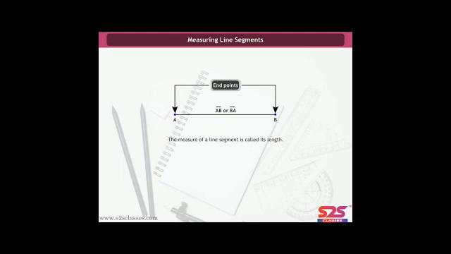Measuring line segments. In the earlier chapters, we have already studied about the line segment. It is a fixed portion of a line. Hence, it is possible to measure it. The measure of the line segment is called its length. Using this idea, we can compare line segments. We have different methods for comparing line segments.